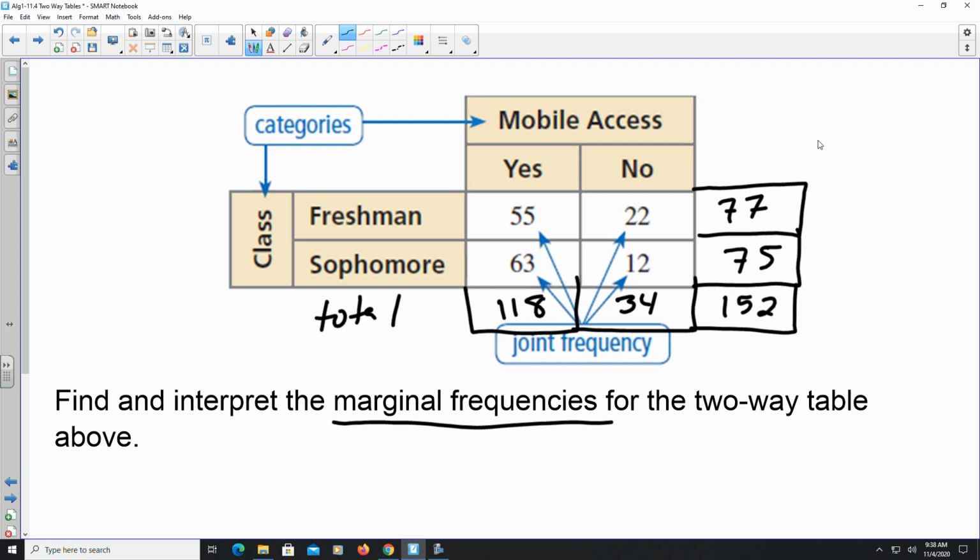So we can figure out how many total freshmen took it. We know how many total sophomores took it in this particular instance. We know the number of yeses, we knew the number of nos, plus we knew the total population of this survey.